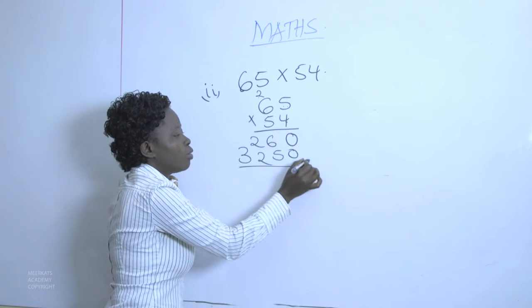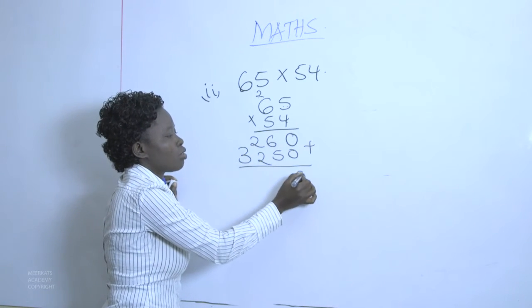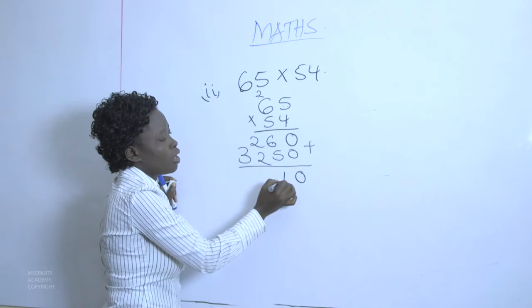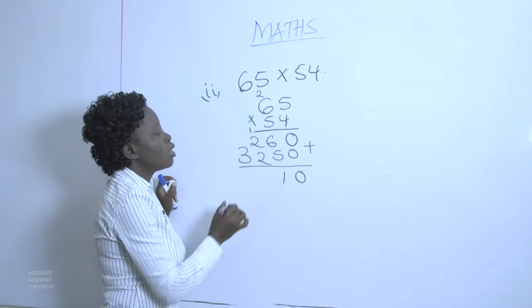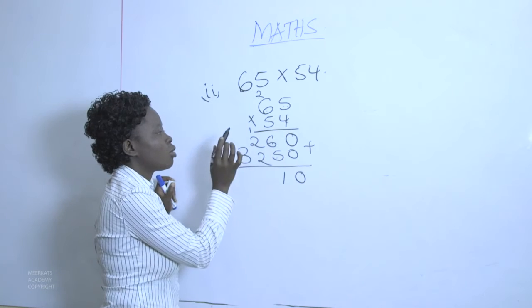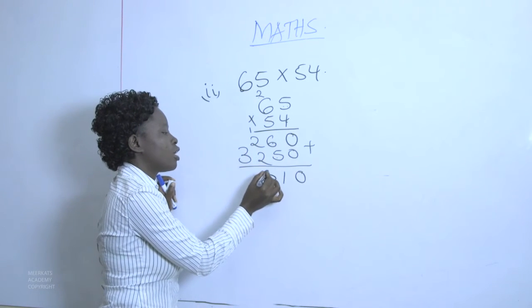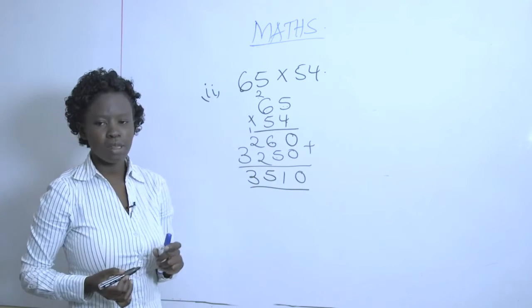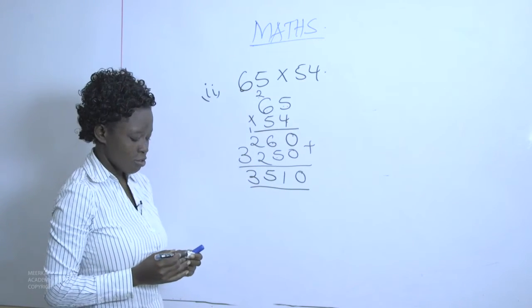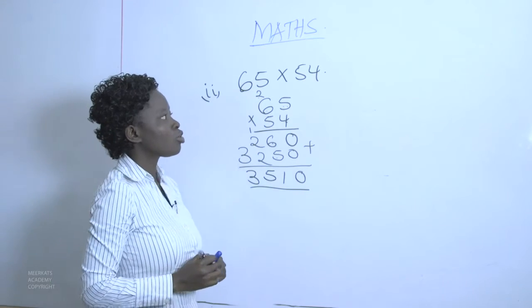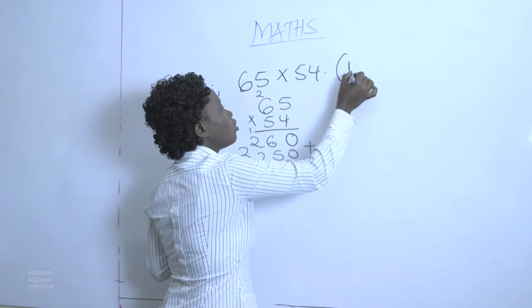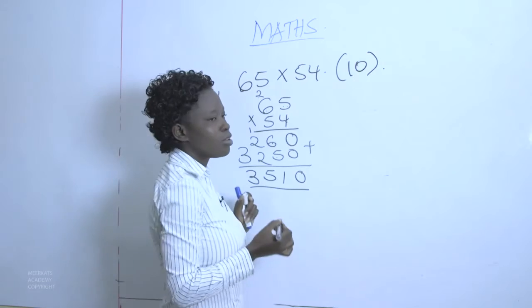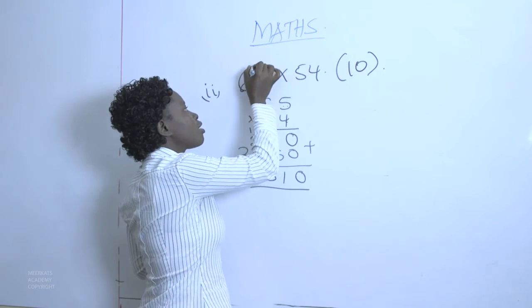So in adding the figures, we have 0 plus 0, which is 0. 6 plus 5, 11. Carry 1. Then we have 2 plus 2, which is 4 plus 1. We get 5. Then this one is 3. So the original figure that is expected is 3,510. But when we are rounding to the nearest 10, then it means we have 65.